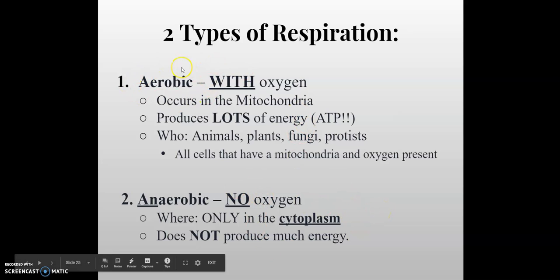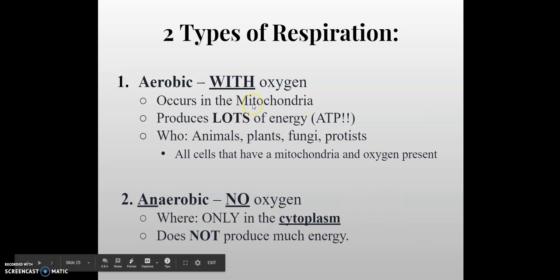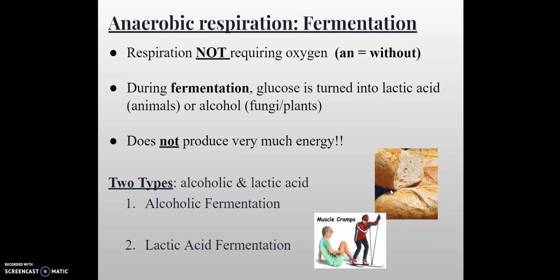So once again, we prefer the aerobic, but anaerobic happens when we don't have oxygen present, we don't have enough time to get it to our mitochondria because we need it so quickly, or you don't even have a mitochondria, like prokaryotic cells. So you'll notice that prokaryotic cells actually only go through anaerobic respiration. They only can do it in their cytoplasm because they do not have a mitochondria, while aerobic respiration happens specifically in that mitochondria.